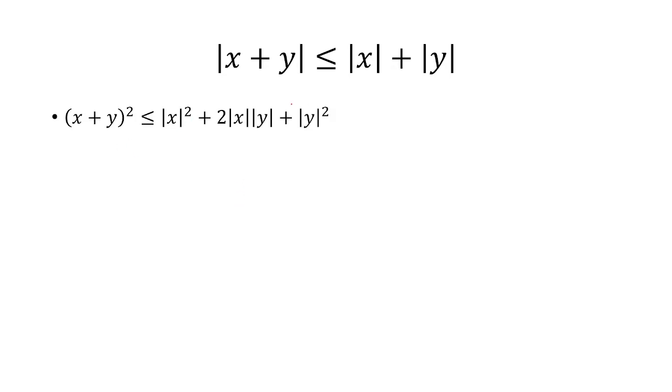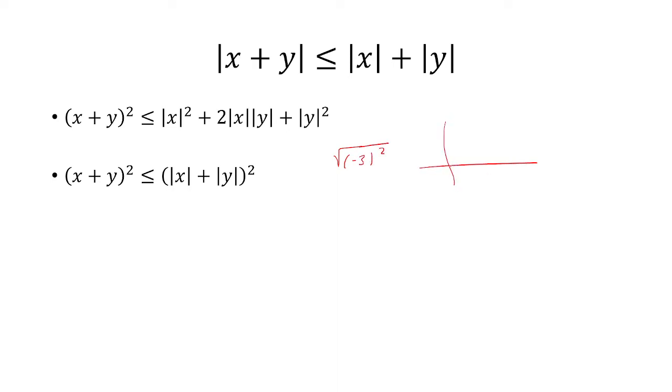Okay, now we can factor out the right side. This is just (|x| + |y|) squared. And all that we have to do is just take the square root of both sides. So the question is, what is the square root of both sides? Well, let's consider the square root of negative 3 squared. We know first that the domain and range of the square root function is x and y both have to be greater than or equal to 0.